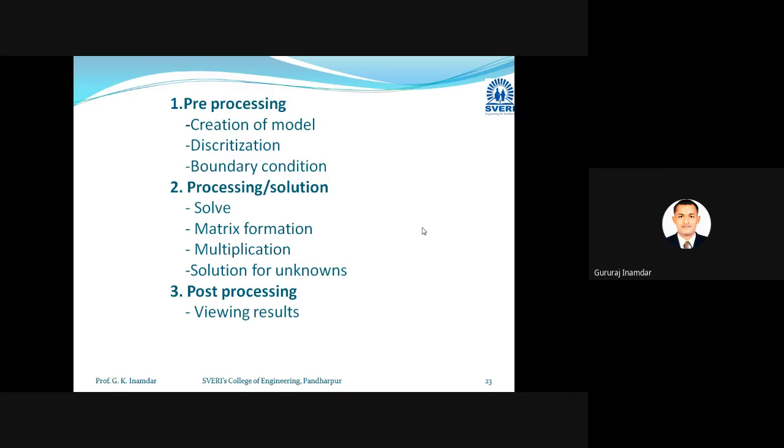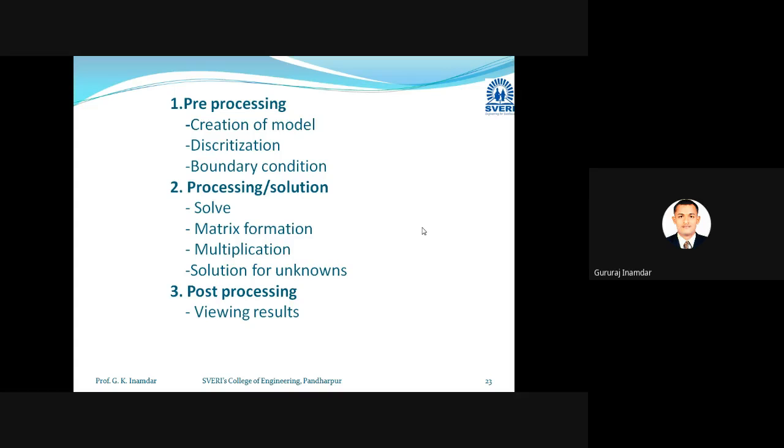Now second is the processing or solution. What is the processing step in FEM? To solve: matrix formation, multiplication, solution for the unknowns. The different mathematics that we already studied, we solved different examples, different matrices, the translation, mirror, this type of mathematical operations. This is also included in the processing step.